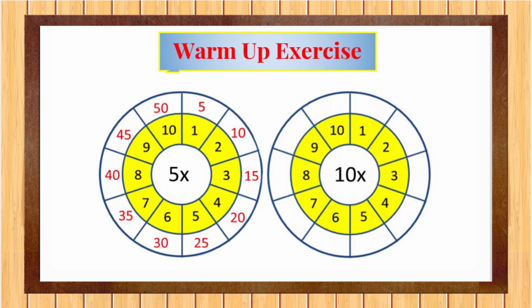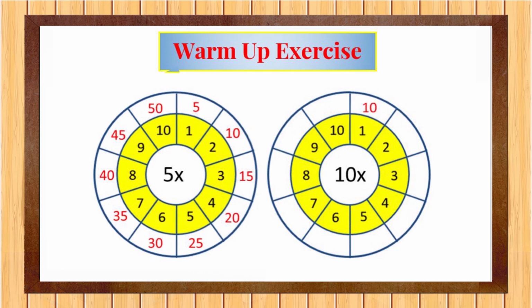For the other number circle, when we multiply 10 by 1, we get 10. When we multiply 10 by 2, we get 20. While the product for 10 and 3 is 30. And the product for 10 and 4 is 40. And the product for 10 and 5 is 50.